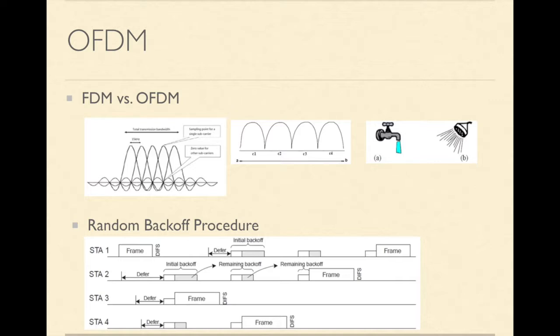In the example, any station that wants to transmit needs to have a random number between 0 and 31. So it has an initial backoff, and any station that wants to transmit must have an initial backoff, and when the counter reaches 0, it can transmit. In this situation, station 3 can transmit data after station 1 because it only has this short amount of time.